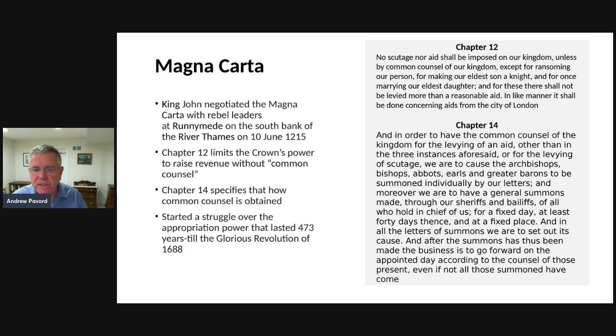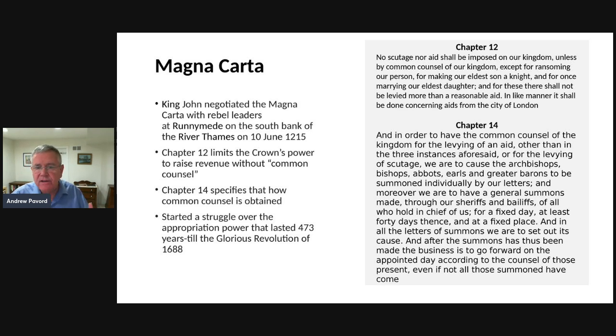And chapter 14 talks about what the Common Council is. How do you obtain Common Council? And it basically sets a pattern of who's going to get called, and they have to have 40 days of notice, and it has to be at a fixed place, and people have warnings, and there has to be letters and all that kind of stuff. So it couldn't just be the king had to announce that, oh yeah, I have Common Council.